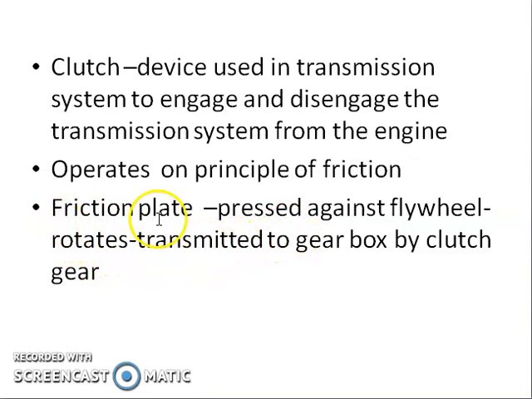A friction plate will be pressed against the rotating flywheel. Since it is pressed against the flywheel, the friction plate starts to rotate. Inside the friction plate, you have splines and on the splines you have the shaft. So when the friction plate rotates, the shaft rotates and the power is transmitted to the gearbox by the clutch gear which is located at the end of the shaft. So this is the principle of friction clutches.